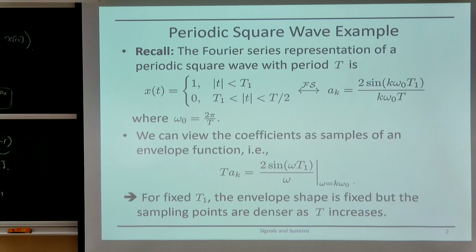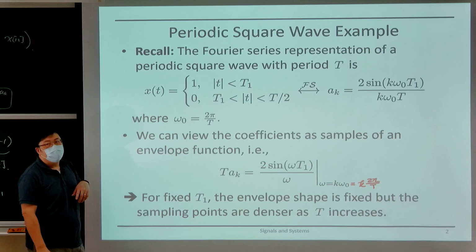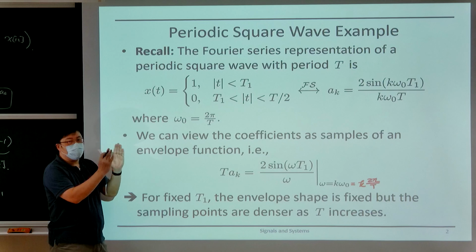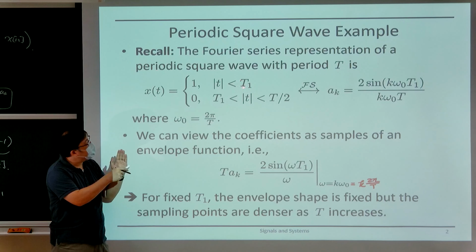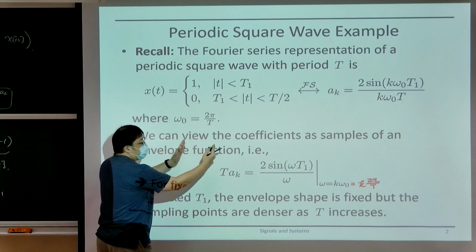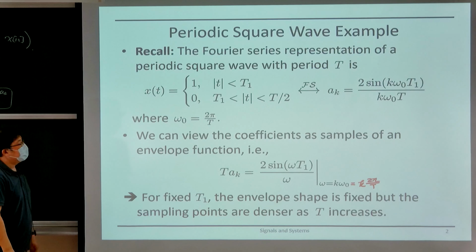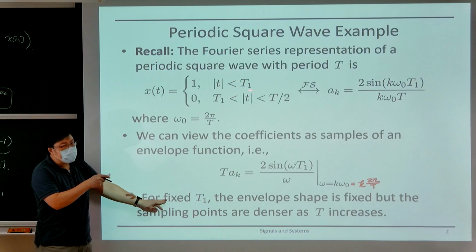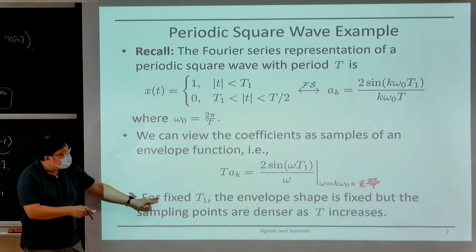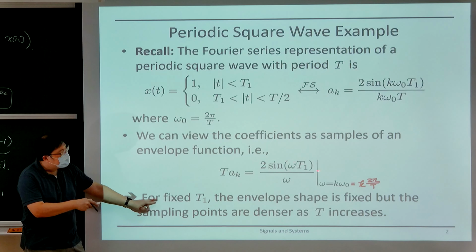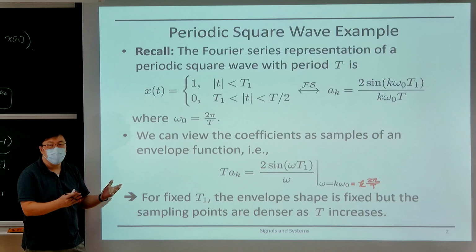And omega naught here is 2 pi over capital T, so you can also view this as k times 2 pi over capital T. Now here, x of t is a square wave going from minus t1 to t1, and it is repeated every capital T. Now, as long as you fix t1, this envelope function does not change.